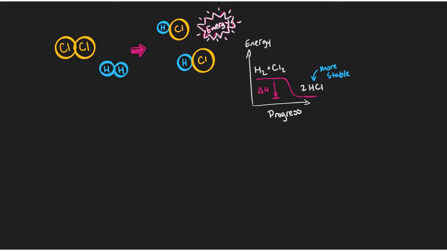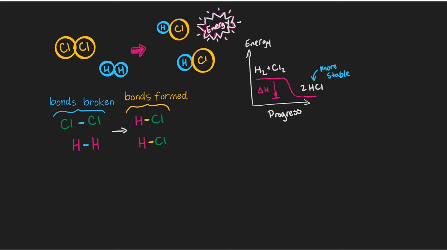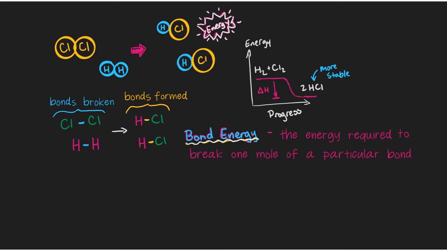So what's actually happening to cause the energy to be released? Well, bonds are being broken and new bonds are being formed. In this reaction, a Cl-Cl bond and an H-H bond are broken, while HCl bonds are being formed. But not all bonds are equal. Some are stronger than others. So to understand this better, we use the term bond energy, which refers to the amount of energy required to break a chemical bond measured in kilojoules per mole. Strong bonds require more energy to break, and stable molecules typically have strong bonds that are hard to break.